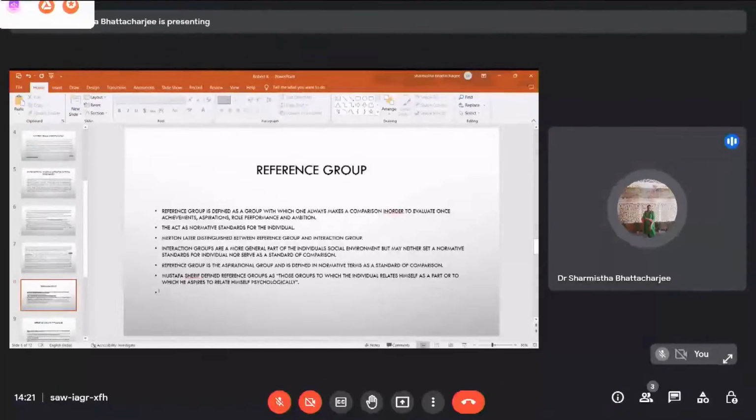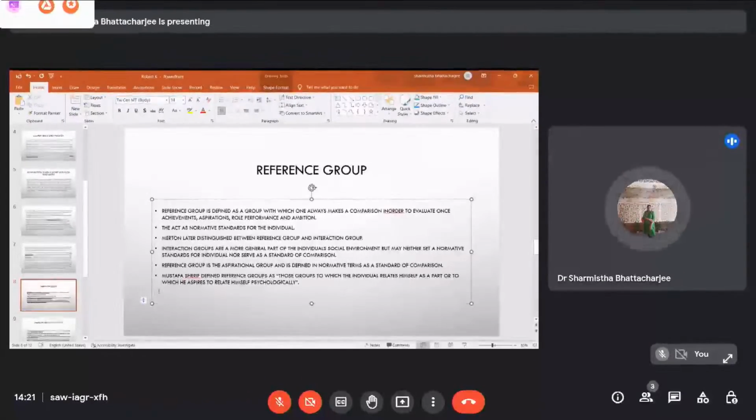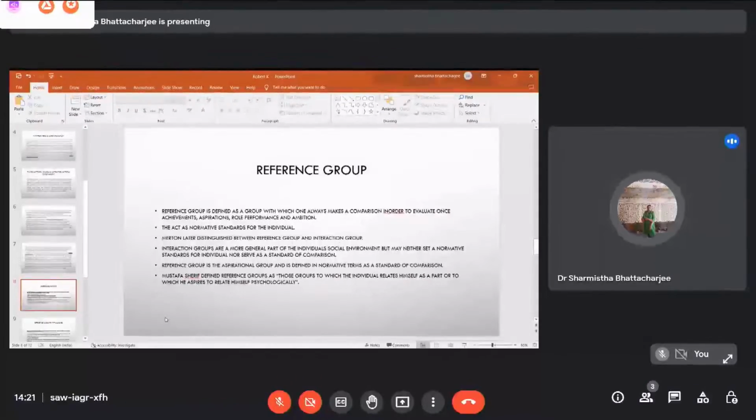Reference group is defined as a group with which one always makes a comparison in order to evaluate one's achievement, aspirations, role, performance, and ambition. They act as a normative standard for the individual. Merton later distinguished between reference group and interaction group.